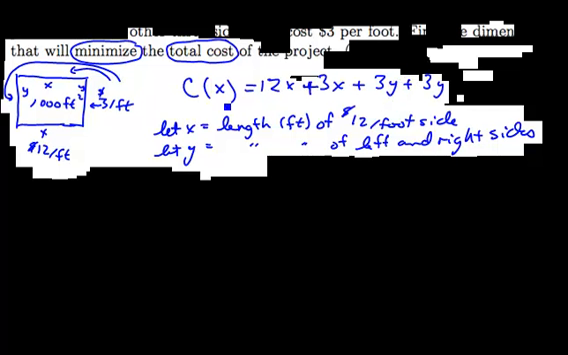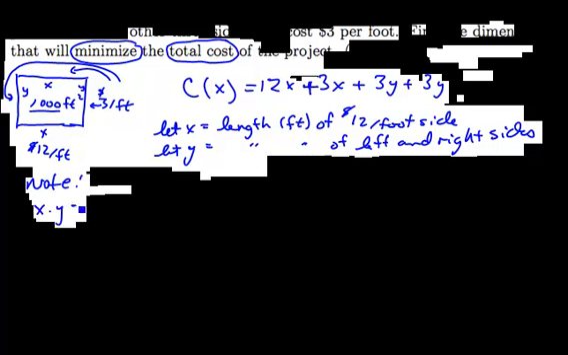Then y must be 1,000 over x. I just used a little algebra to solve for y. So our cost function here is going to be 12x's plus 3x's plus 3y's, which we'll write as 1,000 over x, plus 3 more. And that's the function that I need to analyze.